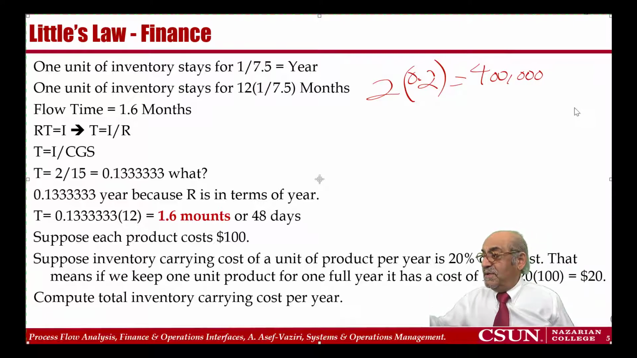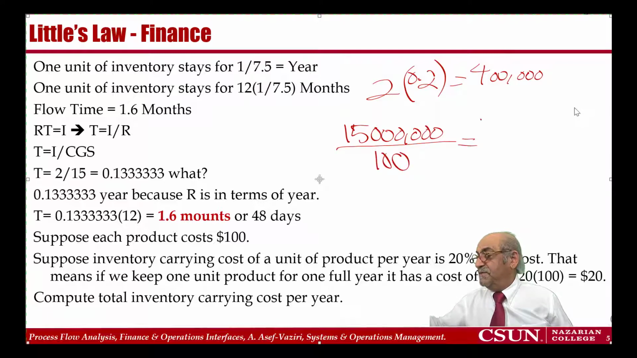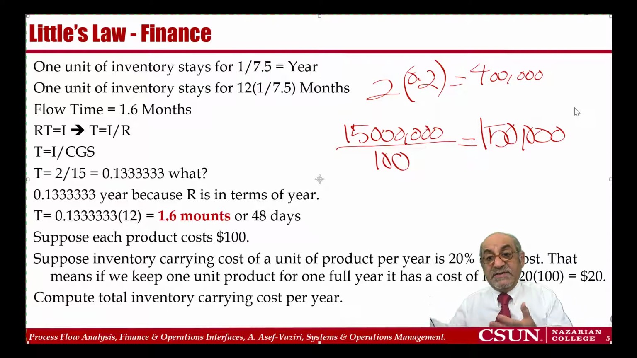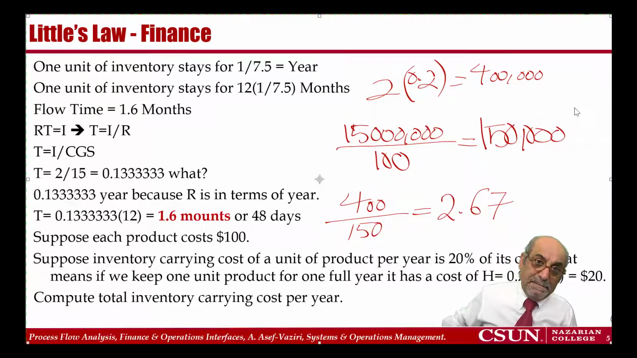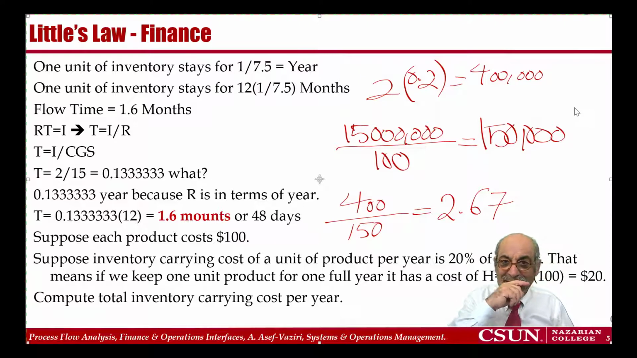Cost of goods sold was $15 million, and each unit of product costs $100. So we have produced 150,000 units of product, and the total carrying cost of these products was 400,000. 400 divided by 150,000, and that is 2.67. That is one way.